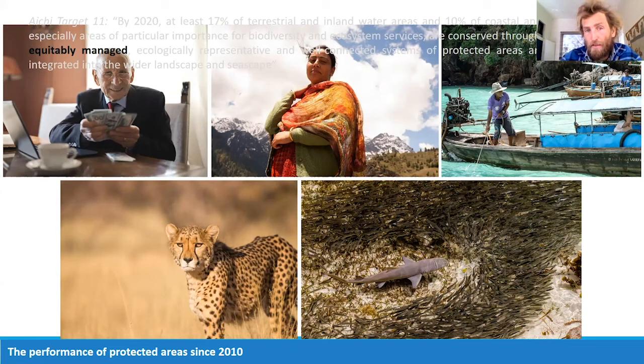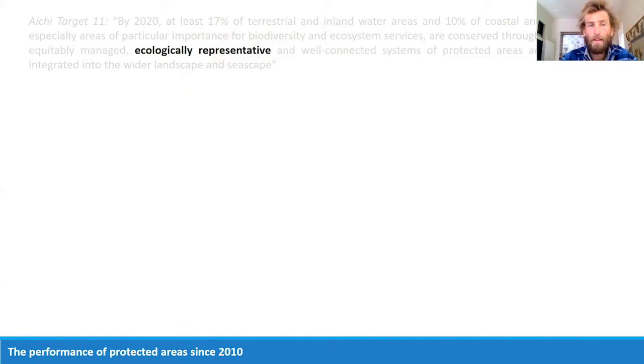So when you get the social elements right, you get both the benefits for the human communities and the ecological communities as well. Okay, moving on to whether or not protected areas are ecologically representative. Again, there's different ways to do this.